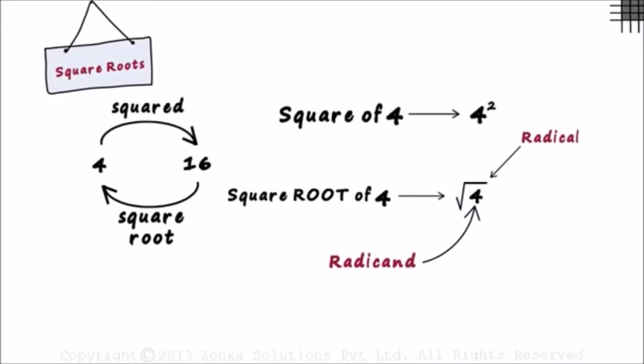But here's a simple way to remember. We know that 5 raised to 2 is 25. This 2, when transposed to the other side, becomes a square root. So we can say that the square root of 25 is 5.